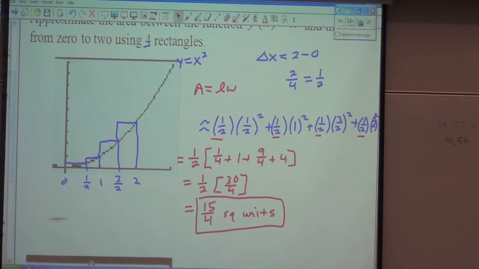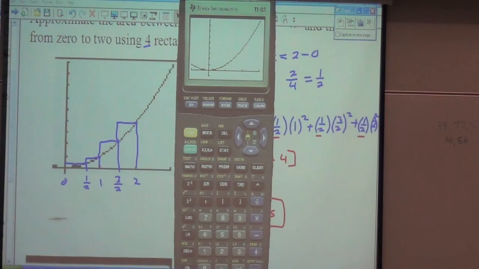Watch this. This is one of my favorite things to do on the calculator. I don't know if we got it next. Okay, see up in calculate here, we've been doing this. Hey, don't steal my thunder.